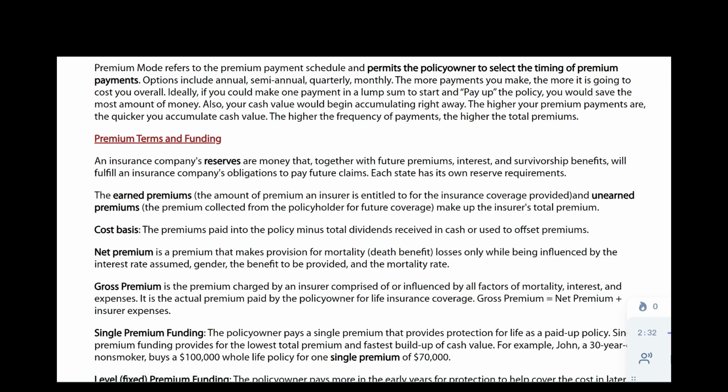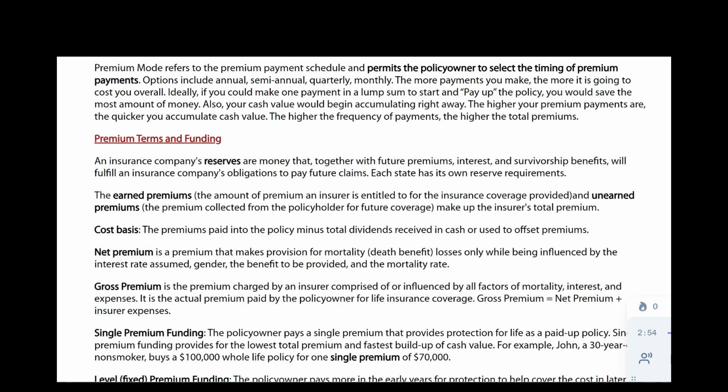Net premium is a premium that makes provision for mortality, death benefit losses only, while being influenced by the interest rate assumed, gender, the benefit to be provided, and the mortality rate. Gross premium is the premium charged by an insurer comprised of or influenced by all factors of mortality, interest, and expenses. It is the actual premium paid by the policy owner for life insurance coverage. Gross premium, net premium, insurer expenses.